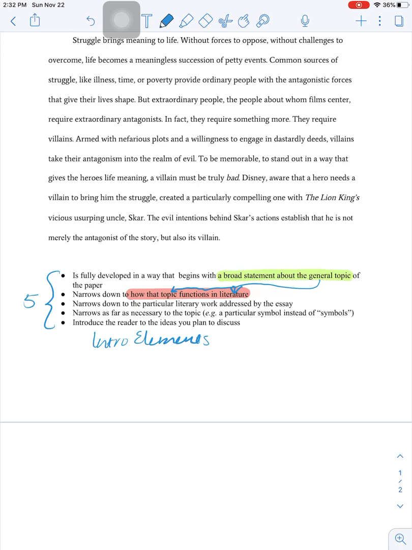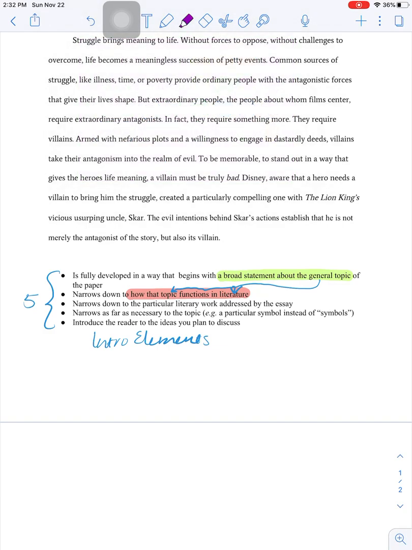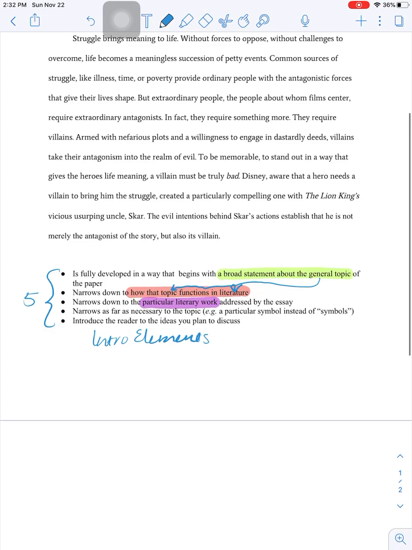After we narrow down to how that topic functions in literature, which is still pretty general, we're going to get even more specific, and we are going to talk about the particular literary work that this essay is going to address. So now we're going from literature to a literary work. And you'll see that every step of the way, we are making use of this term narrows. So we start general, and then we narrow down, and then we narrow another step.